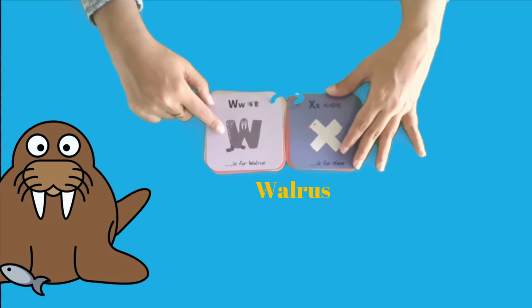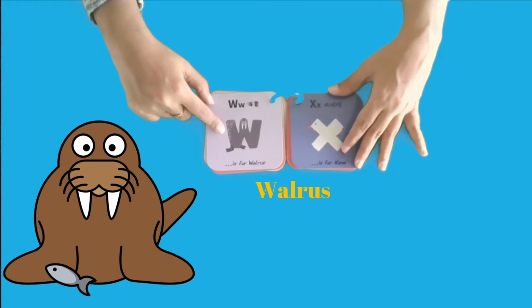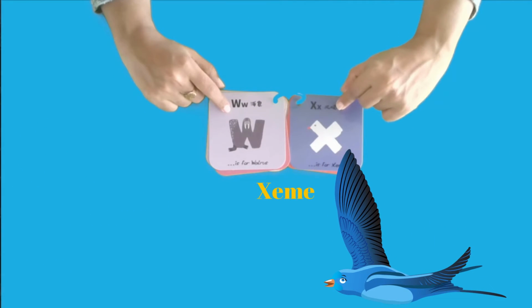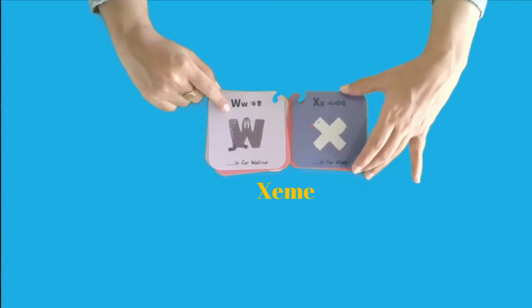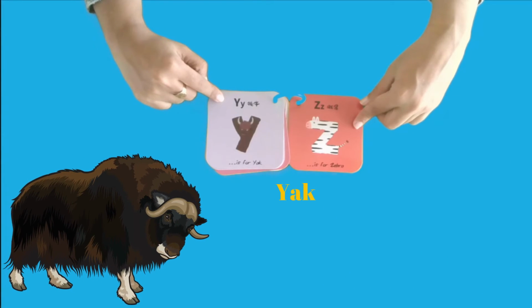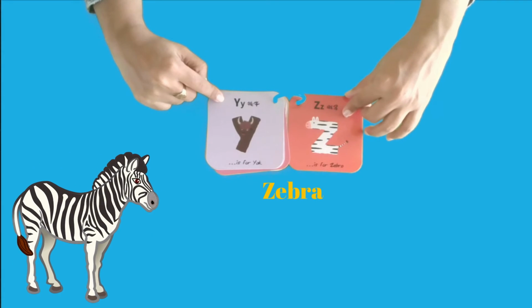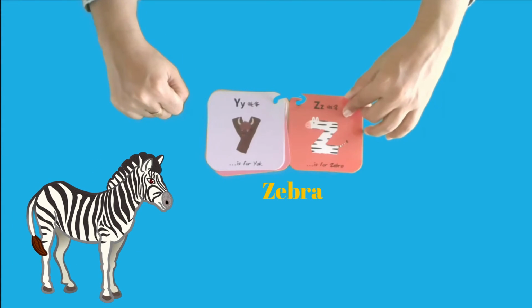W is for walrus. X is for zim. Y is for yak. Z is for zebra.